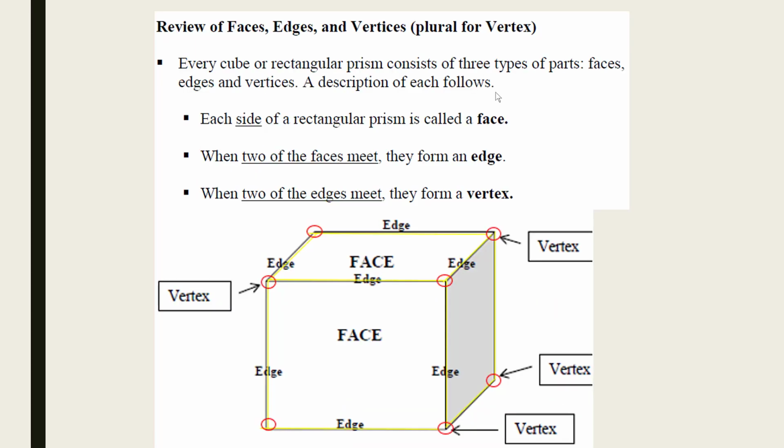All right. So here we go again, talking about our three-dimensional shapes. A cube or rectangular prism consists of faces, edges, and vertices. You guys know what a vertex is. A vertex is the corner. Okay, so it is a corner where two edges meet. That's a vertex. An edge is where two faces meet. So that's a line where two faces are up against each other. And the flat side of any of these 3D shapes is called a face. It's got to be a flat side, okay, to be called a face.